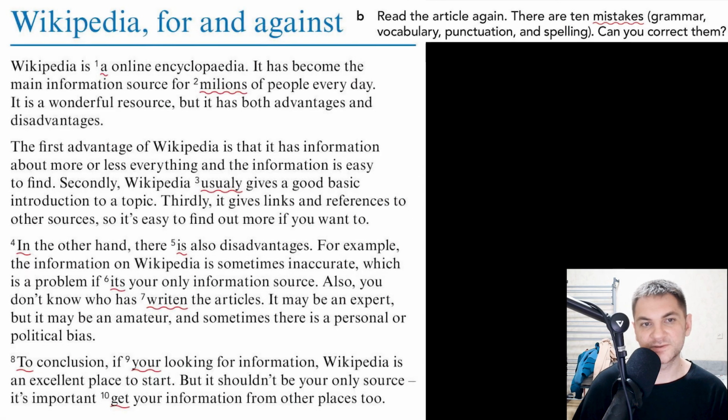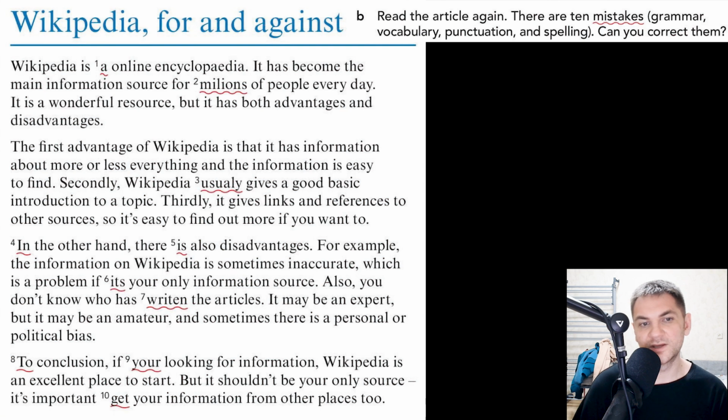Next, find and correct 10 mistakes. Now read the article again, this time look very carefully. There are 10 mistakes. Some are grammar mistakes, some are vocabulary mistakes, some are punctuation mistakes, and some are spelling mistakes. Your job is to find all 10 and correct them.